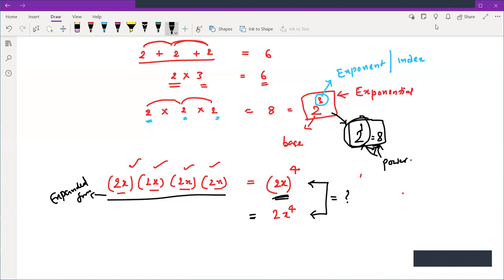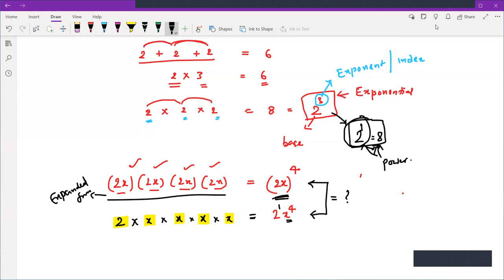2 means it is only one time, so 2 power 1. We'll multiply 2 only one time. X we are going to multiply 4 times. So x into x into x into x, right? Yeah, sir.